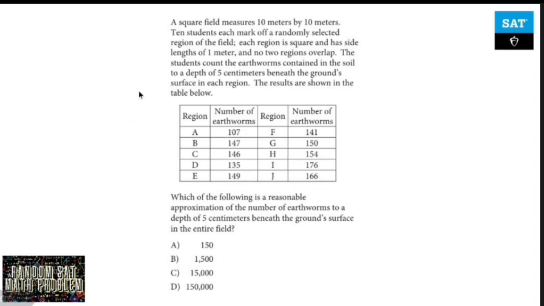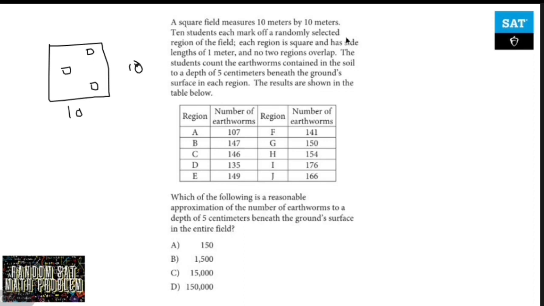So it paints this picture that you basically have a 10 by 10 meter chunk of space, and then a bunch of kids just kind of mark off certain things. These are each 1 by 1 meter. They're also 5 centimeters deep. And then all of this information, this kid right here found 107 worms, and this kid found 147, blah, blah, blah. Which of the following is a reasonable approximation of the number of earthworms to a depth of 5 centimeters beneath the ground surface in the entire field?